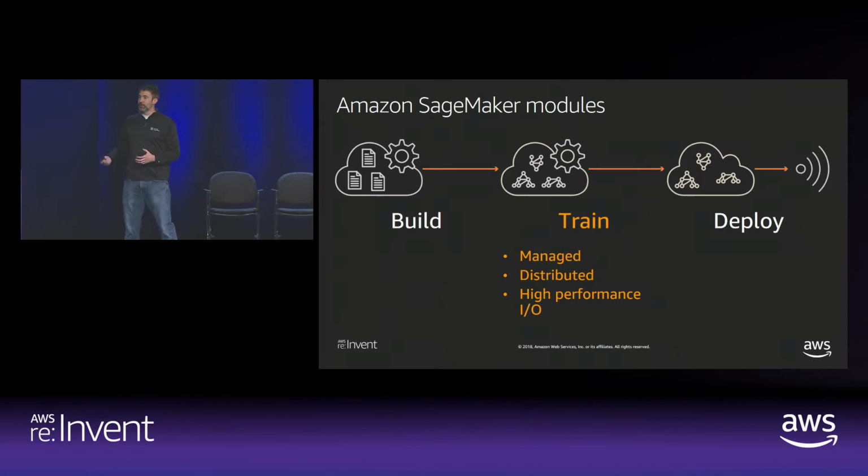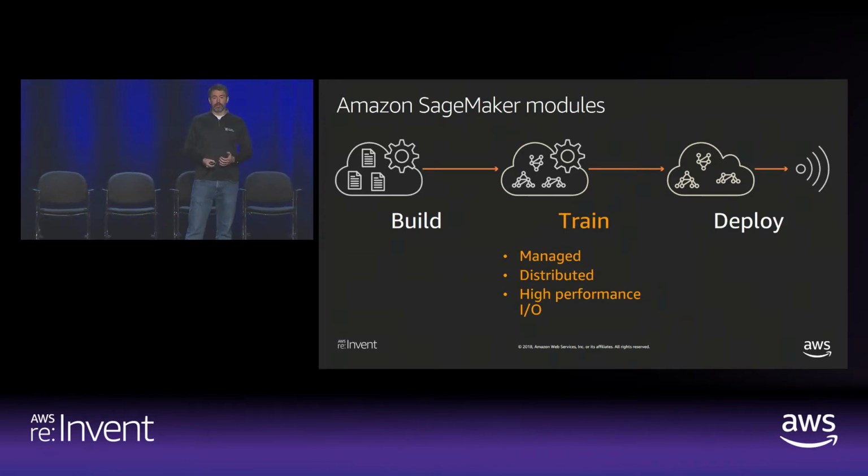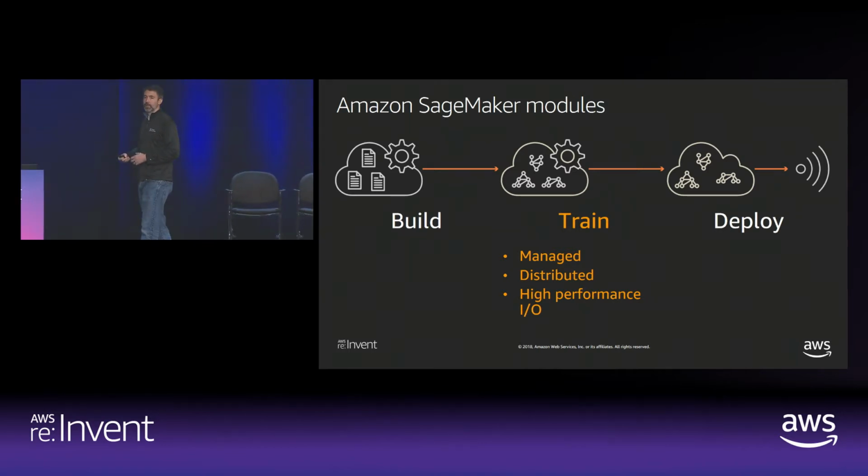And of course, it works in distributed settings, so you can spin up multiple instances at once and have them work together on training your model. And you can also take advantage of things like high-performance I/O. So pipe mode, which allows you to stream data directly from S3 into your training instances so that you can begin training immediately as soon as your instances are up and the algorithm is ready.